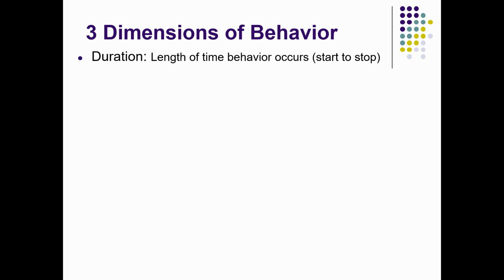Okay, we're back. In this section, we're going to talk about 3 dimensions of behavior, or ways to assess and measure behavior. So first, in terms of these dimensions of behavior, one way to measure behavior is to assess its duration.